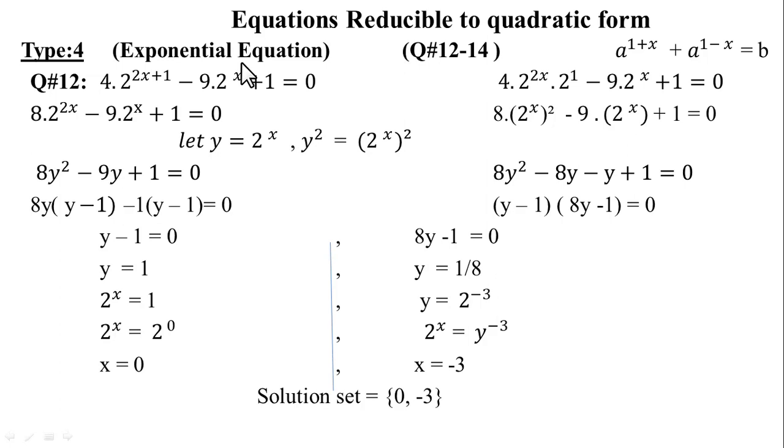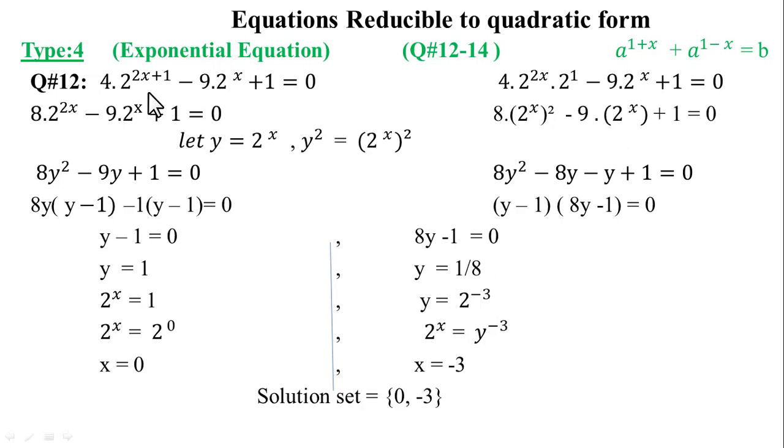An exponential equation is a to the power 1 plus x plus a to the power 1 minus x is equal to b. This form of equation is called an exponential equation. According to exponential equations, questions number 12 to 14 in exercise 1.3. Now let's start question number 12. In question number 12, 4 multiplied by 2 to the power 2x plus 1 minus 9 multiplied by 2 to the power x plus 1 is equal to 0.